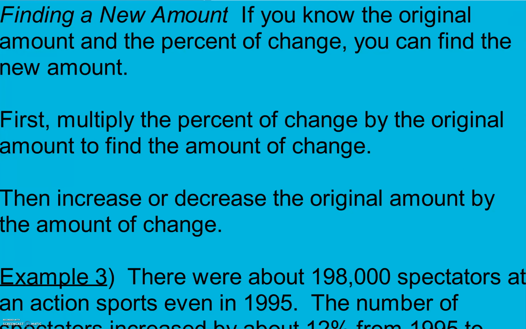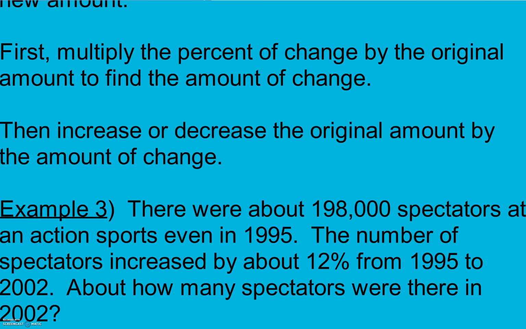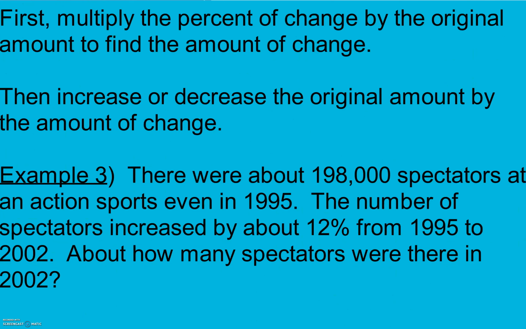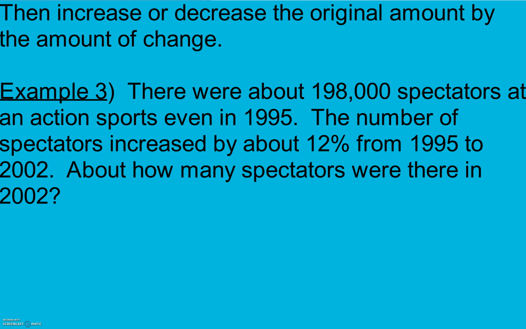If we know the original amount and the percent of change, we can find the new amount. First, we're going to multiply the percent of change by the original amount to find how much change there was. And then we're going to increase or decrease the original amount by the amount of change. That sounds like a lot, guys, but we're just going to take it one step at a time and do it the same way that we have been doing these.